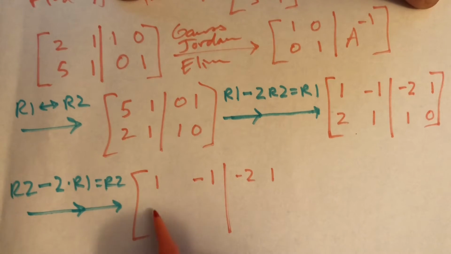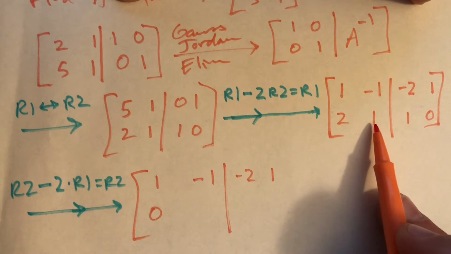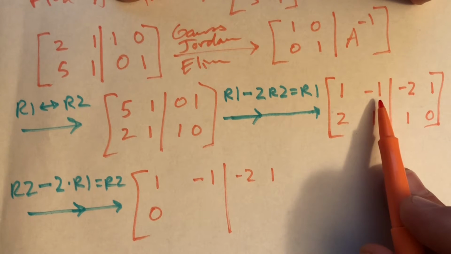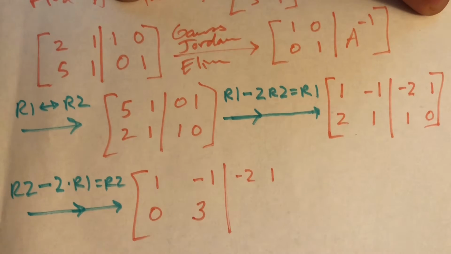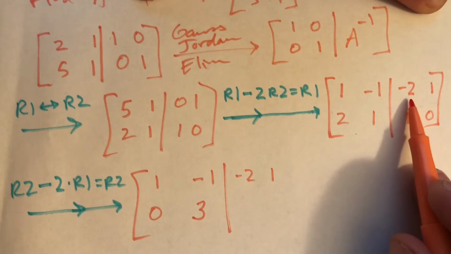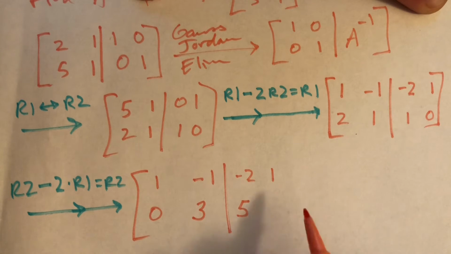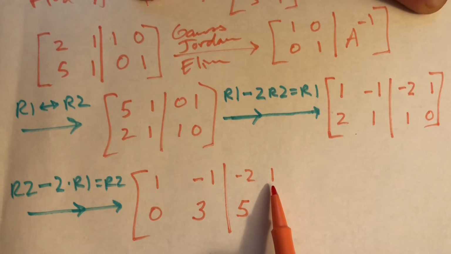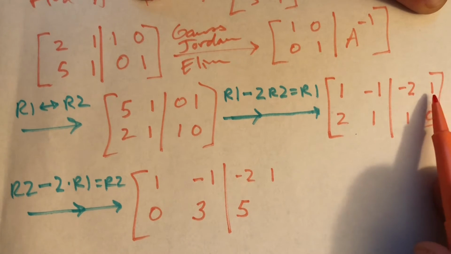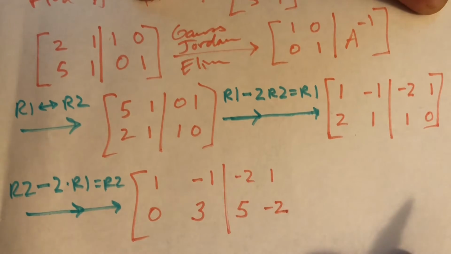So 2 minus 2, that's 0, what I wanted. Then 1 minus 2 times negative 1. So that's 1 minus negative 2, so that's 1 plus 2. So that's 3, all right. And then we do the rest of them. So 1 minus 2 times negative 2, that's plus 4. 1 plus 4 is 5. Okay, that's wonderful. And then 0 minus 2 times 1 would be negative 2. All right, good.